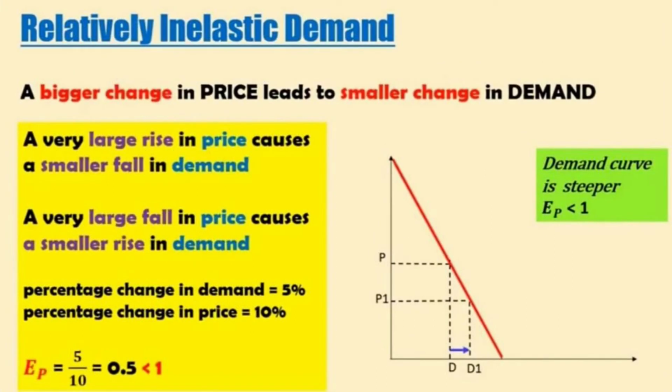Next, relatively inelastic demand. A bigger change in price leads to a smaller change in demand. So a very large rise in the price causes a smaller fall in demand. A very large fall in the price causes a very small rise in the demand. So the percentage change in demand is 5% and the percentage change in the price is 10%. So you can see it is just the reverse. When you see the prices being less, demand will be more. So the bigger change in price leads to a smaller change in demand.